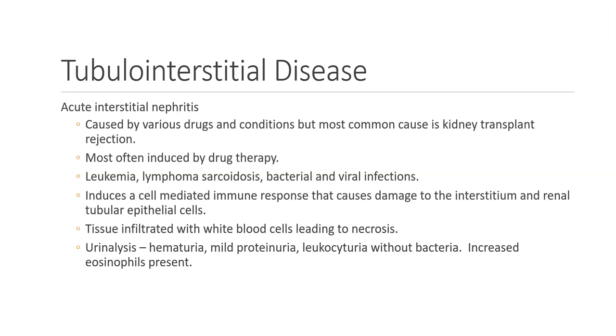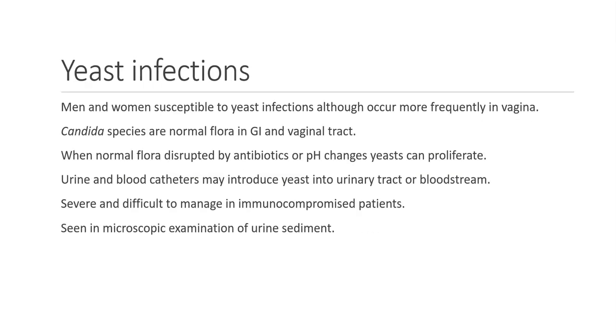In the urinalysis, you may see hematuria. What's hematuria? That's intact red cells in the urine. Mild proteinuria, leukocyturia without bacteria, and there may be increased eosinophils present. So that would be a classic for this type of acute interstitial nephritis.